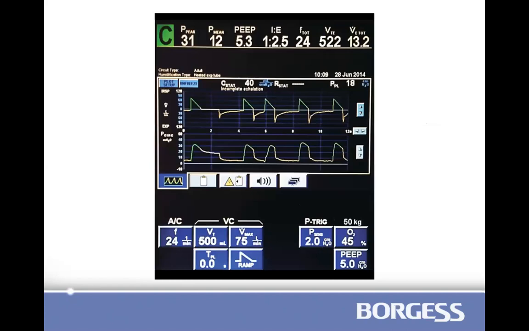Again, the screen might look different depending on the style of ventilator that you are using, by the manufacturer.